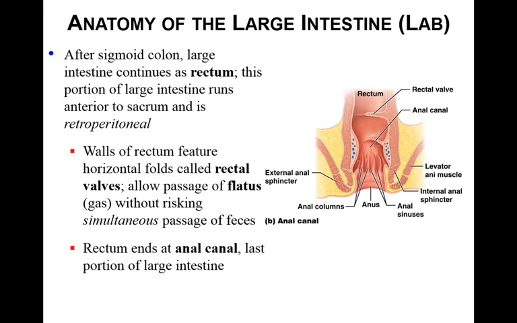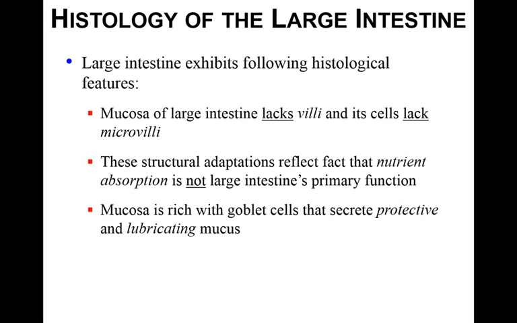After the sigmoid colon, you have the rectum, and this portion runs to the sacrum and it's retroperitoneal. And this, of course, is going to store feces that has to get into the anal canal. And the rectum leads into the anal canal, the last part of the large intestine. The walls feature some horizontal folds called rectal valves. They allow for the passage of flatus, which is gas, without risking passing feces at the same time.